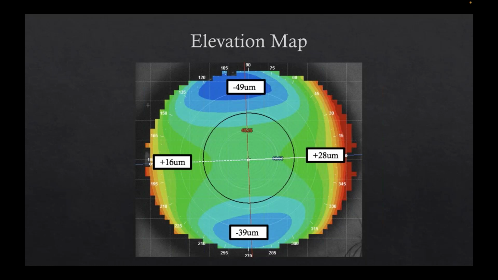And then the second thing we look at is the symmetry. So the fact that this is a super symmetrical cornea means we're going to probably do really well with a GSIM lens.